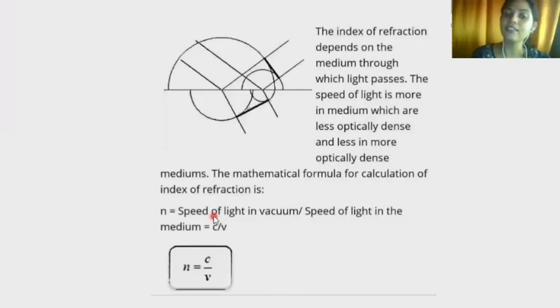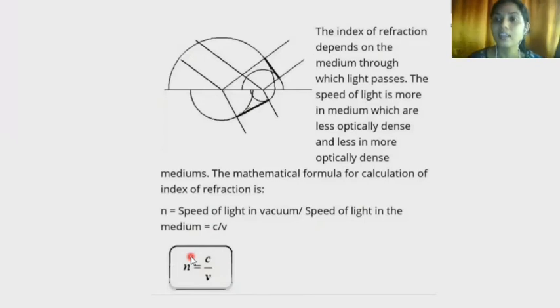So the refractive index is defined as the ratio of speed of light in vacuum to the velocity of light in any other medium. So this ratio gives you the value of refractive index of the medium. The speed of light is constant, which doesn't change. 3 into 10 to the power of 8 meter per second is the speed of light, which doesn't change, whereas the velocity of the light in a particular medium changes.